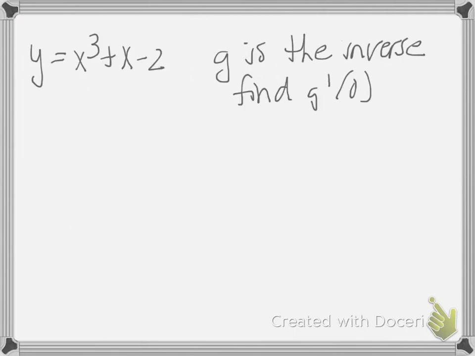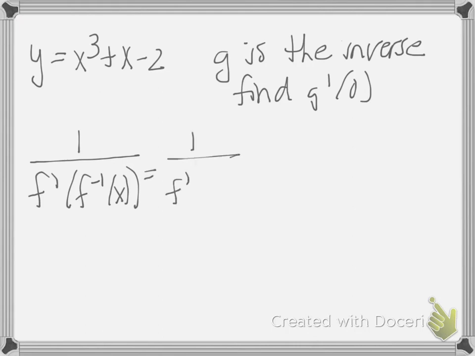Okay, here's another one. We're given y. g is the inverse of y, and we need g prime of 0. So we're going to go to our formula: 1 over f prime of f inverse x. And it's going to give us 1 over f prime of something. So what is the something? This looks like an x, but remember we're switching them because it's the inverse. So we're saying that that's the y, so y equals 0. So you're going to plug that in over here.